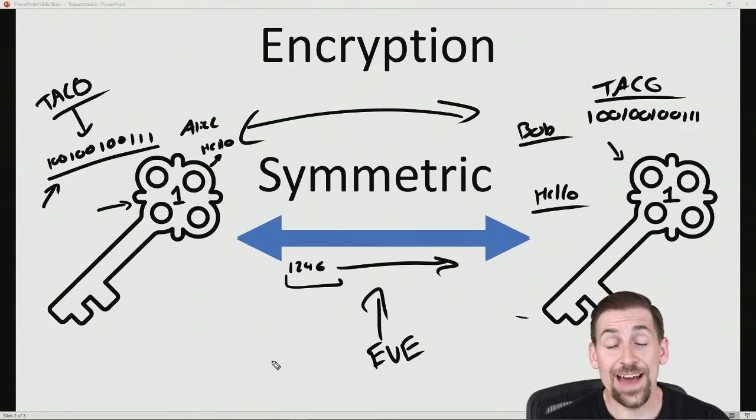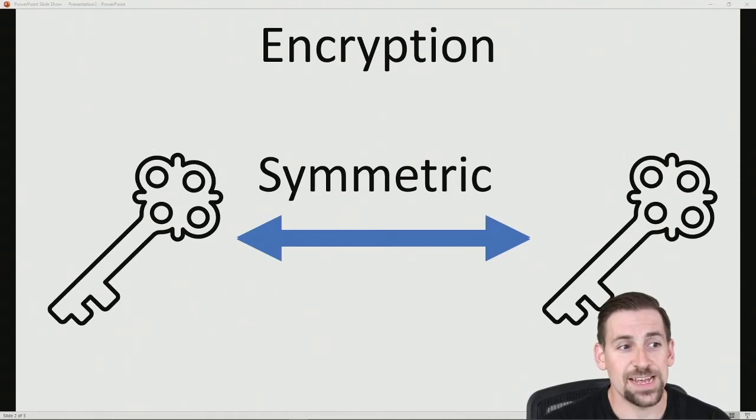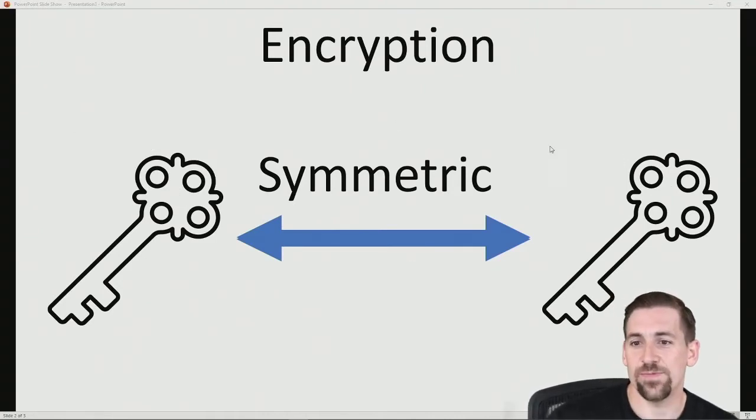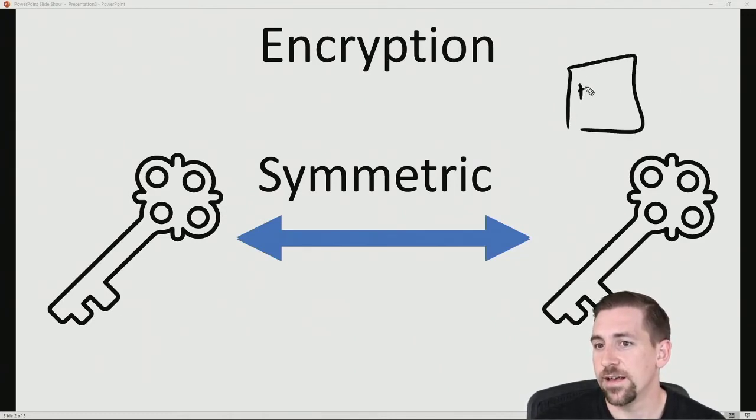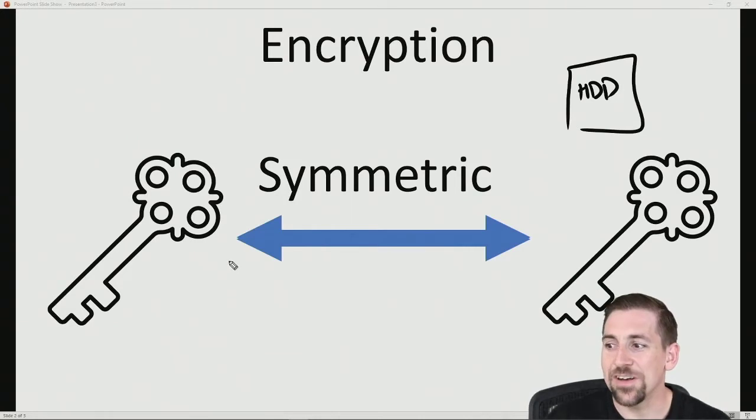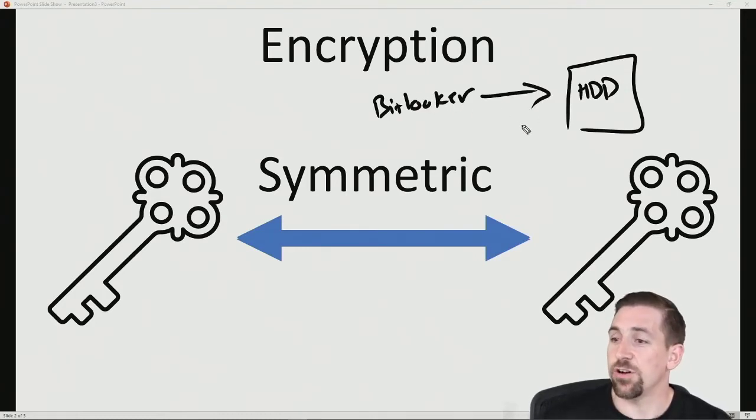You know, I don't actually have this problem if I'm not transmitting data over a wire, right? If I'm encrypting data at rest, let's say I'm encrypting data on a drive, on an HDD drive, I actually don't have this problem at all because I don't have to exchange the key with anyone. So if I were to use something like BitLocker for full disk encryption, BitLocker uses a symmetric algorithm.